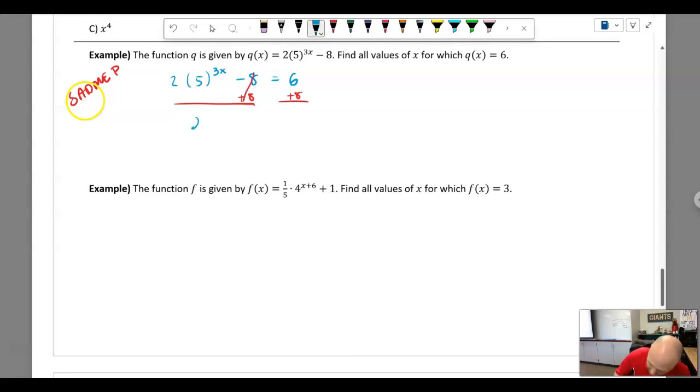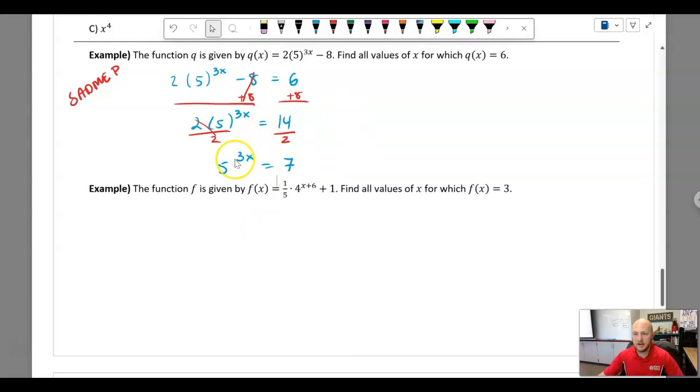These cancel, and now I have 2 times 5 to the power of 3x equals 14. Double check this. You cannot multiply the 2 times the 5. Some people will often say, oh, just multiply that, it becomes 10. No, this 5 has an exponent. It's protected by this exponent. So you're going to undo that 2. Here's where we undo multiplication or division. So I'll divide both sides by 2, and I now get 5 to the power of 3x equals 7.